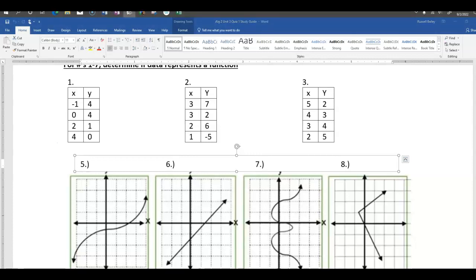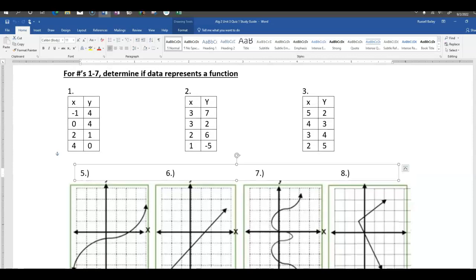The first question says 1 through 7. It actually should say 1 through 8. Determine if it's a function or not. Okay, so on number 2, this would not be a function.